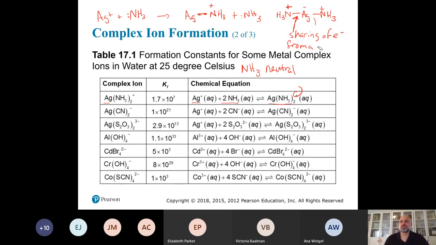Let me change my term. From several molecules to form a new charged molecule. It doesn't have to be neutral. I have to step back a little bit.